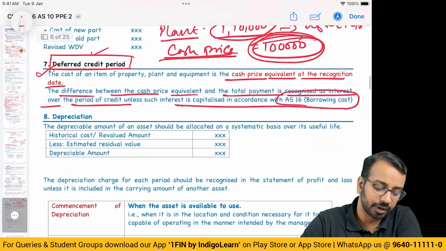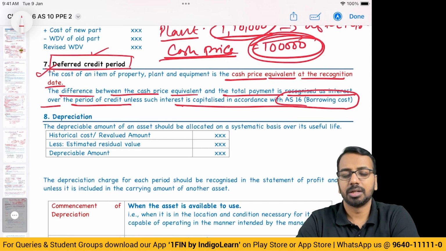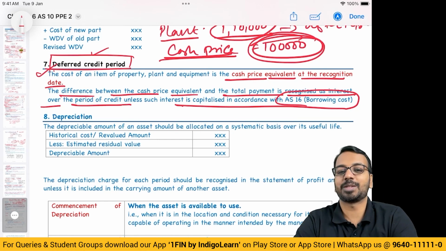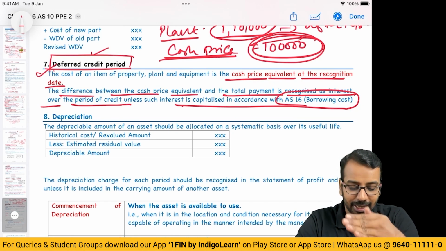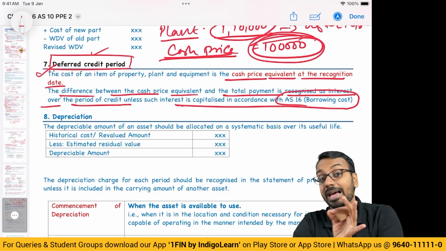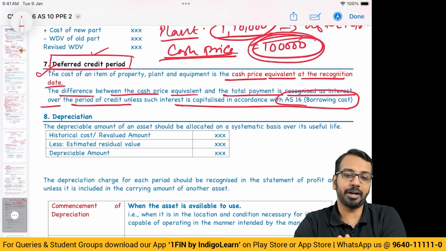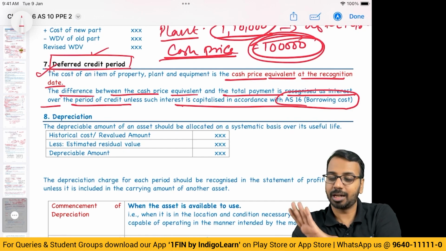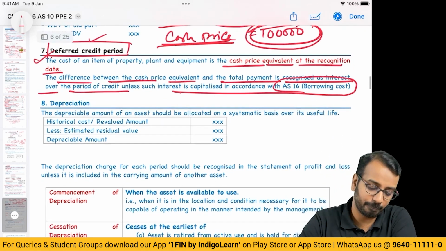Okay. So the deferred credit period part is also covered. So far we have covered simpler aspects of property, plant and equipment. Now, after depreciation is when we'll move to two important aspects. One is revaluation. Okay, that is very, very important. And changes in decommissioning liability, that is also very important.